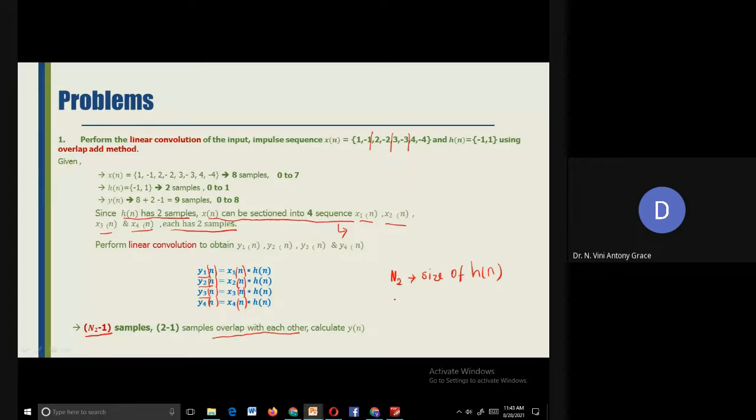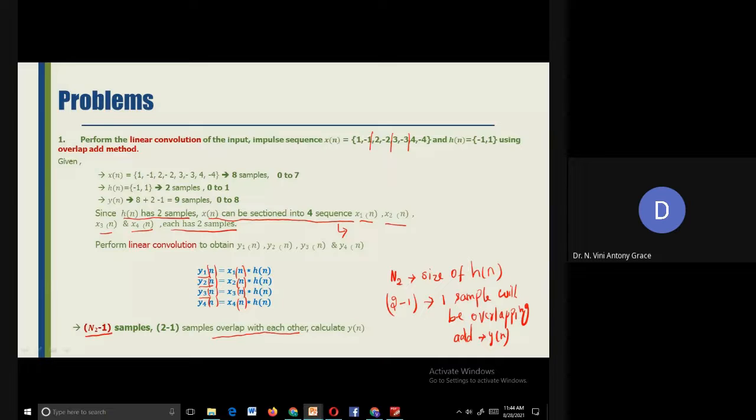Now since in this example N2's value is 2, it is 2 minus 1. So I can say that one sample will be overlapping. One sample will be overlapping. And all these overlapped samples I have to add to get the final result y of n. That is why it is named as overlap add method.